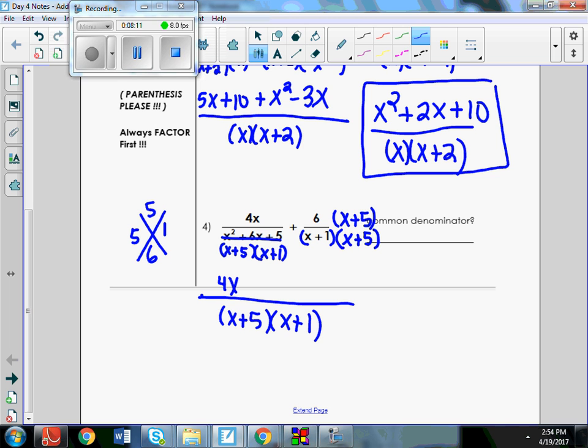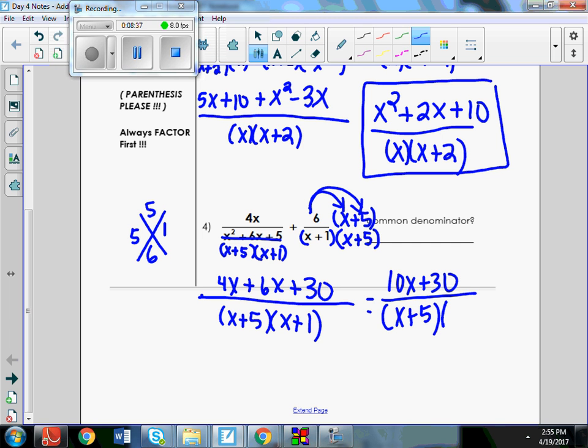The second one, we have to distribute. So plus 6x plus 30. And then we just need to combine our like terms. So we get our 10x plus 30 over x plus 5 times x plus 1. Okay, and that doesn't factor to anything that's going to cancel out. It's good to go.